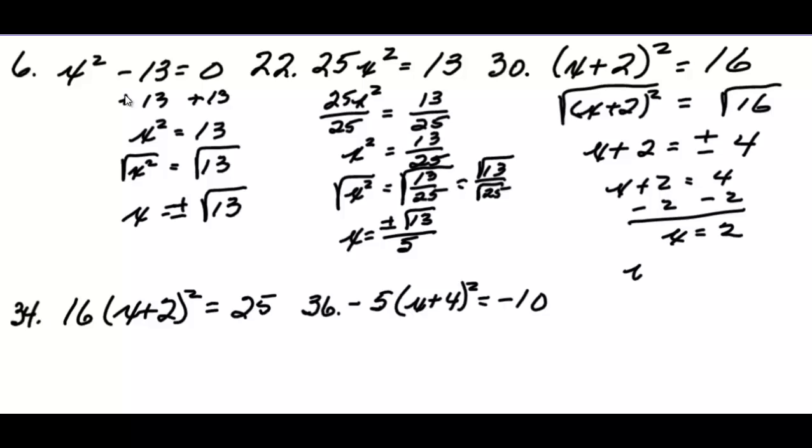But if we take x plus 2 and it equals a negative 4, subtracting 2 from both sides, we'll get x equals negative 6. So our answers for this were 2 and negative 6. Sorry about that. 2 and negative 6 were our answers.